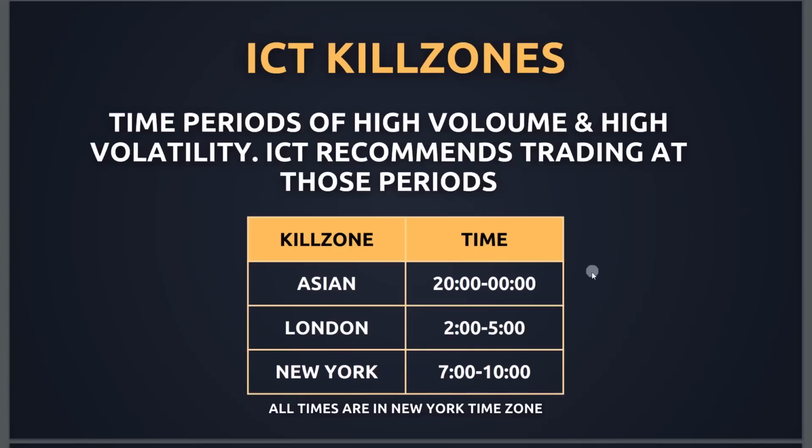Now the Asian is at 20, which is 8 p.m. to midnight. London kill zone is 2 to 5 a.m. New York kill zone is 7 to 10. All those times are New York time zone, which is EST. In order to have high probability trades, try to minimize the number of trades and only focus on London and New York kill zones. You only take the trades inside of those two sessions.